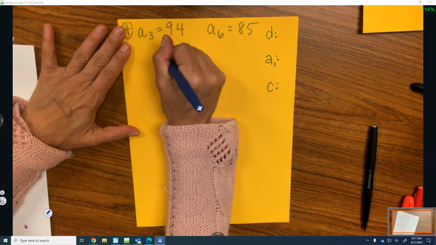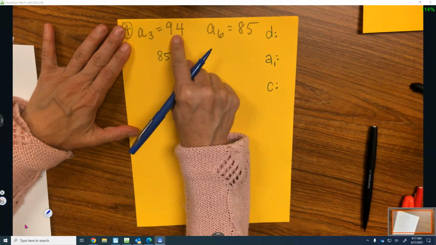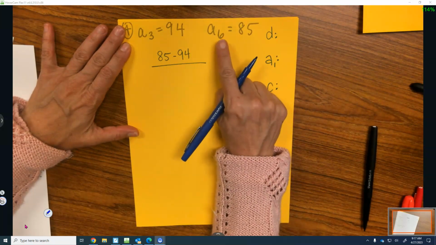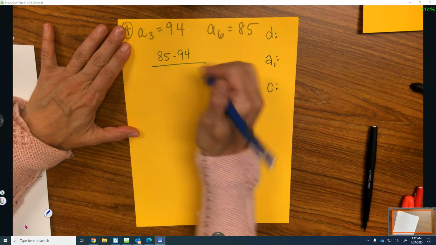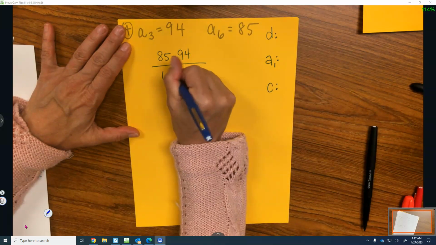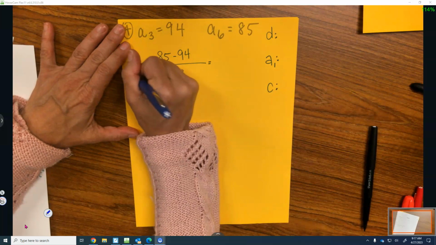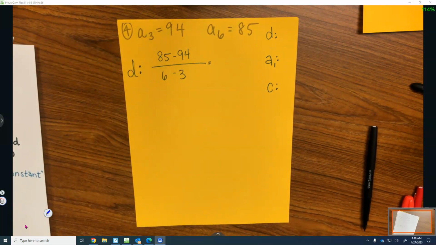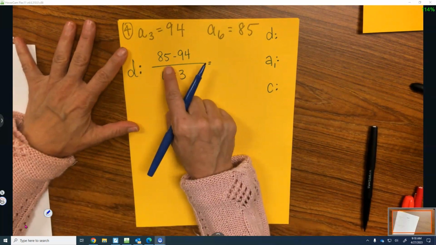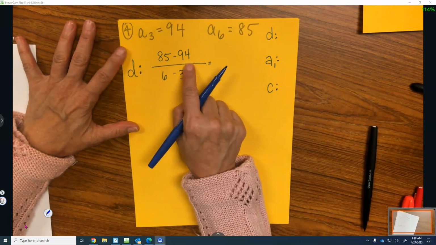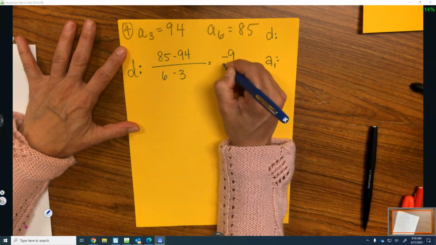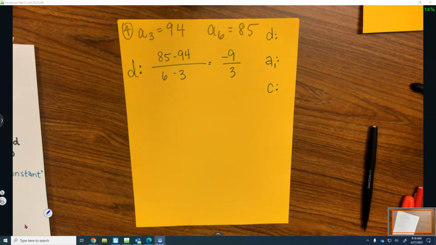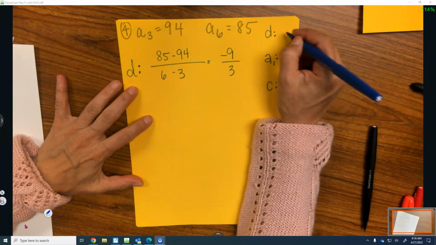So it is going to be 85 minus 94 divided by the position it's in. 85 is the 6th, so 6 minus the 3rd. This is how we're going to get d. So 85 minus 94 is a negative 9. 6 minus 3, of course, is just a 3. So guys, my d value is negative 3.